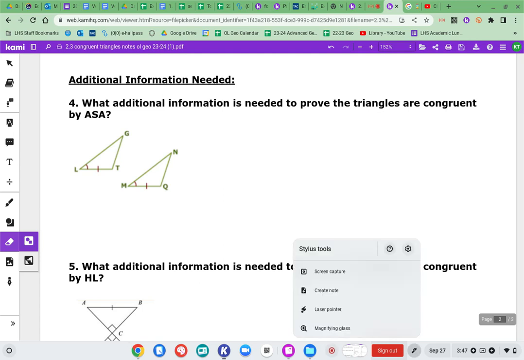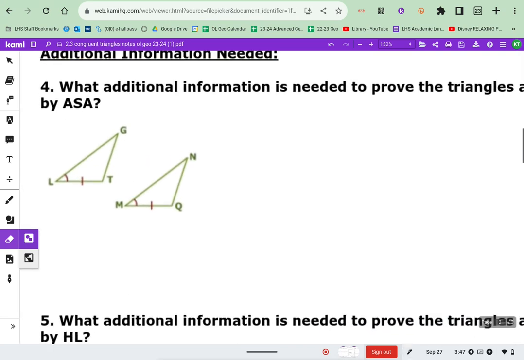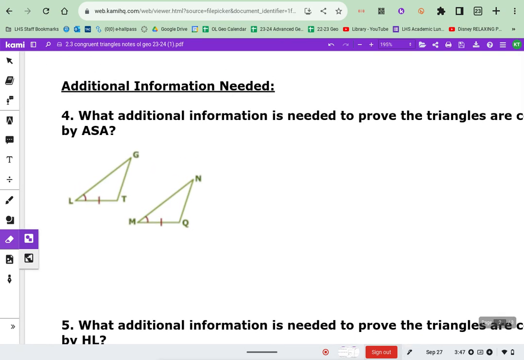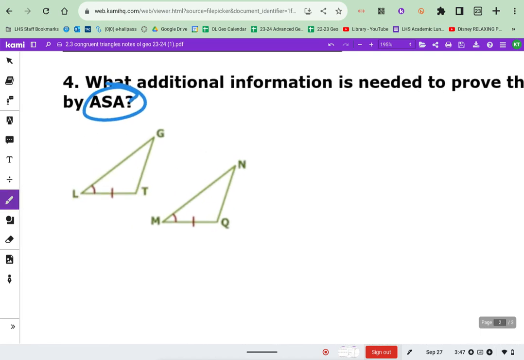So we're going to do the additional information needed part. Sometimes we'll ask you this question differently and say, okay, look at these two triangles. What else would you have to know to prove that they're congruent by a certain theorem? Like in this triangle, what do we have to know to prove it's congruent by angle, side, angle? It needs another angle.